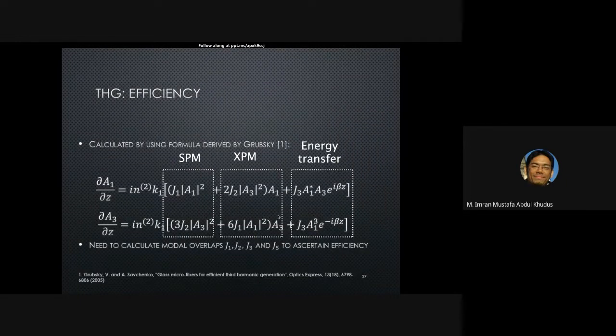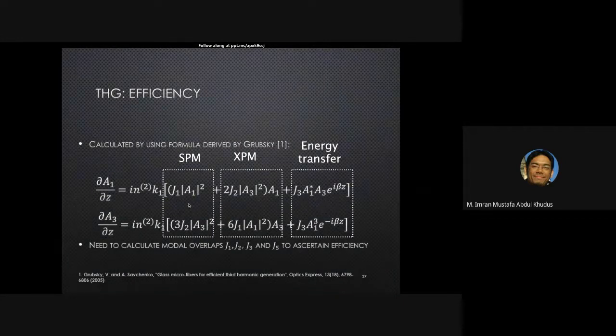So the efficiency can be calculated by this coupled equation, right? One is just wavelength one, and three is just the generated wavelength. So this one is your pump wavelength, three is your generated wavelength. SPM is self-phase modulation, and XPM is cross-phase modulation. These two will always exist, as I said before. And then you have the energy transfer term at the end of this. So this actually determines the transfer of energy from one wavelength to another wavelength.